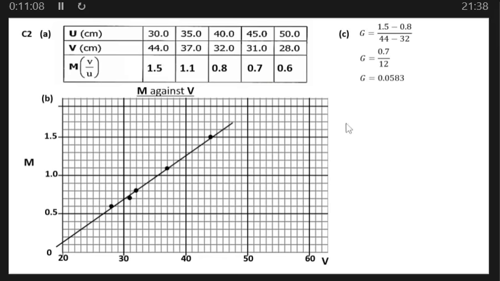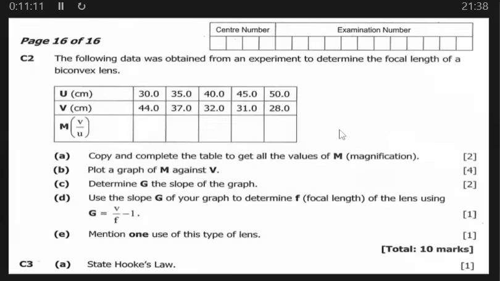All right, so let's go to another question. Question D says, use the slope G of your graph to determine the focal length F of the lens using the formula.